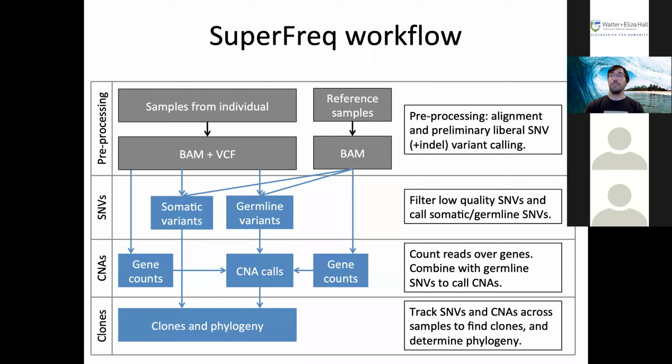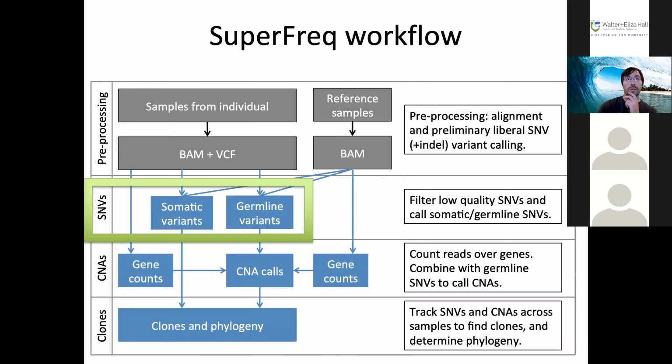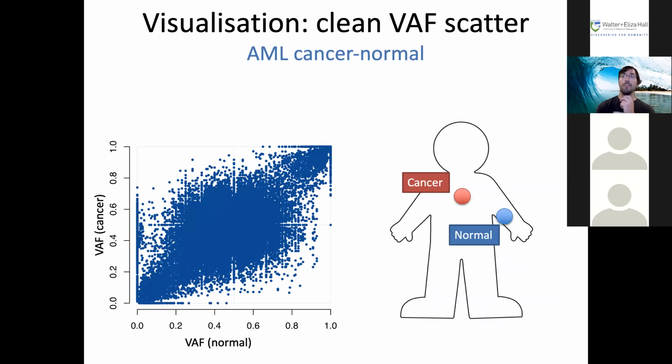So I'll move on from the copy numbers now and talk a little bit about the SNPs instead. And in particular, I'll go back and talk a little bit more about quality control and visualization here. So this is an AML, a cancer and normal sample. On the x-axis is the variant allele frequency of the normal sample and the variant allele frequency of the cancer sample. And we see here again the heterozygous germline SNPs in the middle here.